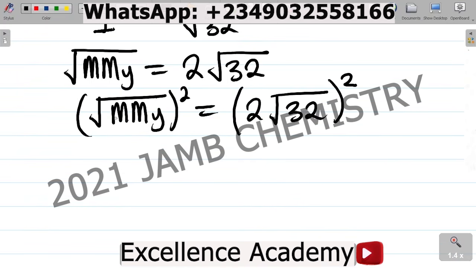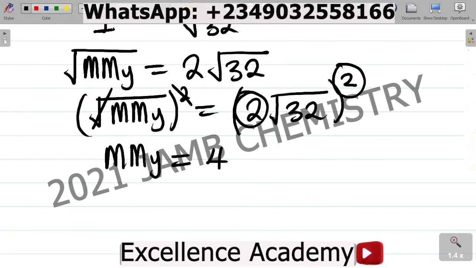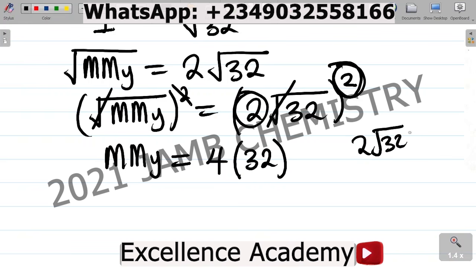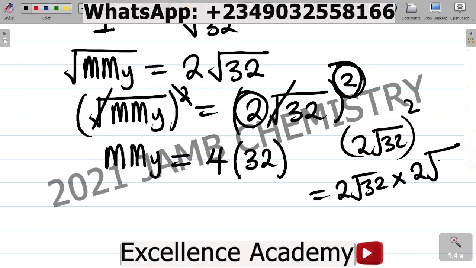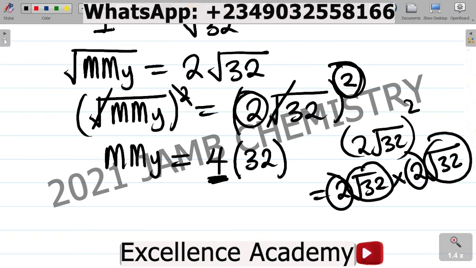So from here, you have that this will cancel this. Molecular mass of Y is equal to, now to work on this, 2 squared gives you 4 into this, the same square will cancel the square root. That becomes 4 times 32. All right, so that's how you solve this. So if you have 2 root 32 all squared, it's equal to 2 root 32 multiplied by itself, 2 root 32. So 2 times 2 gives you 4. Root 32 times root 32 gives you 32.